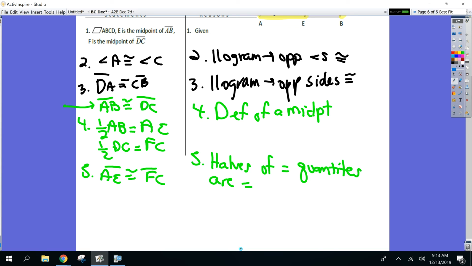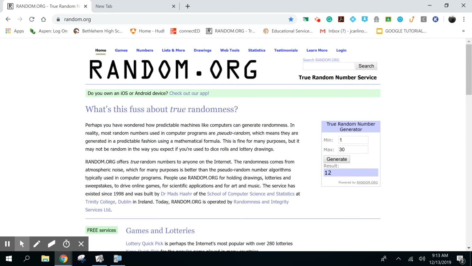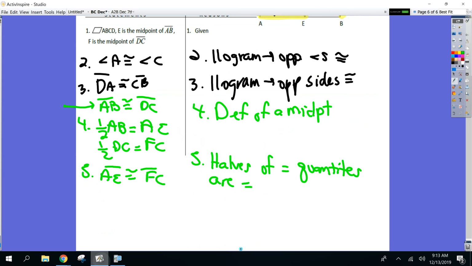Okay, now hopefully that clears things up. And what is the method going to be now to prove these triangles congruent? Side angle side.